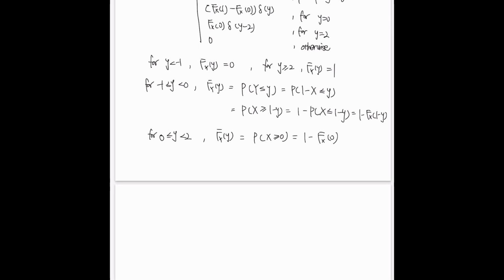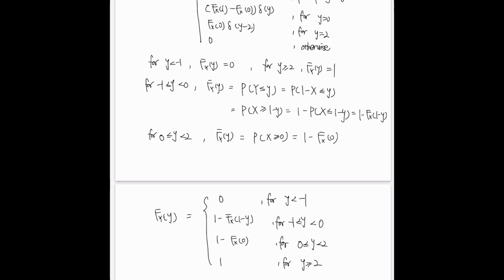So we can get the probability distribution function of y, which equals 0 for y less than negative 1, 1 minus F_X of 1 minus y for y greater than or equal to negative 1 and less than 0, 1 minus F_X of 0 for y greater than or equal to 0 and less than 2, and 1 for y greater than or equal to 2.